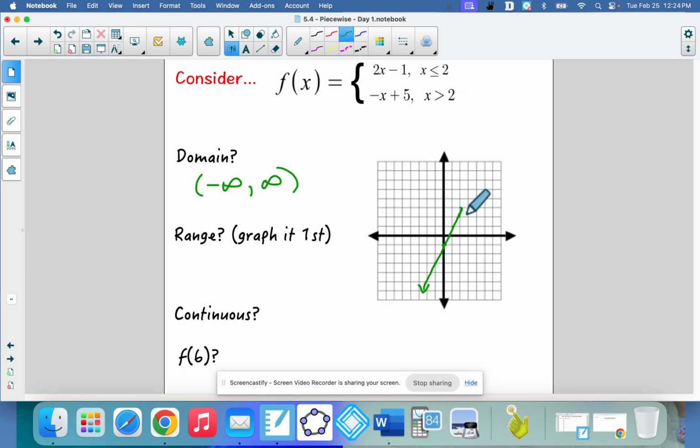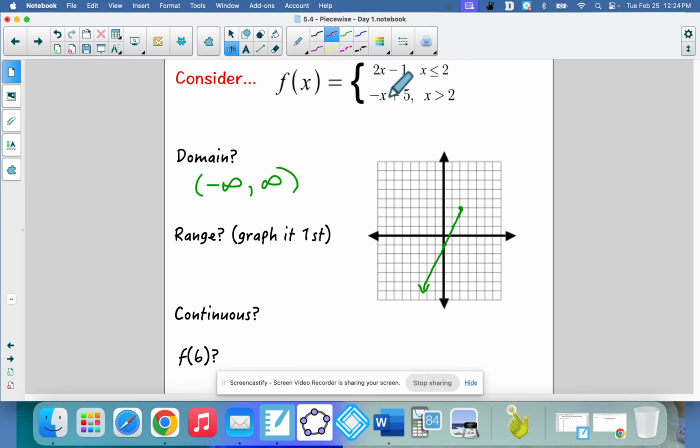And since it could equal 2, you just want to make sure that you close it up with a closed circle. It just shows that it's actually included in there. So at (2, 3), I have a closed circle there because it could equal 2. Then the next one, you just do the same thing. So I'll do it in different colors just to show it, but it's all one graph.